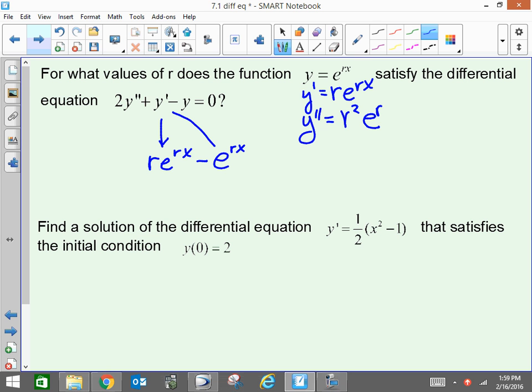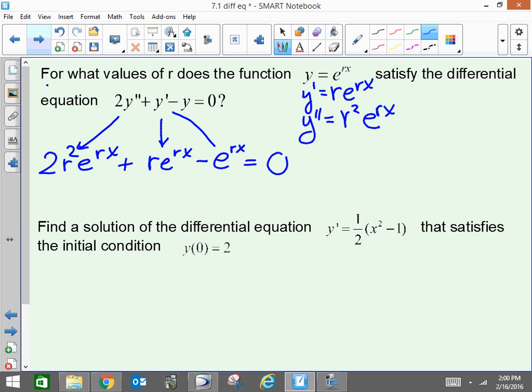Yep. Okay. Is everybody getting those chain rules just quickly like that? I know Mary Grace is. Yes? e to the u, you're going to take the derivative of u, which is where you get that additional r. e to the u is the derivative of e to the u. Okay. So, plus 2 times y double prime, r squared e to the rx.